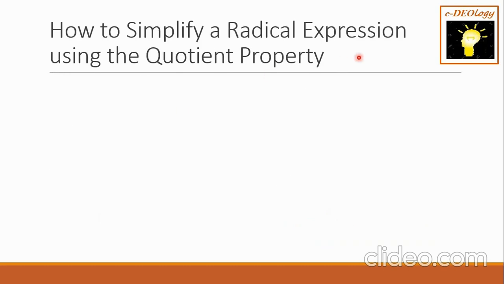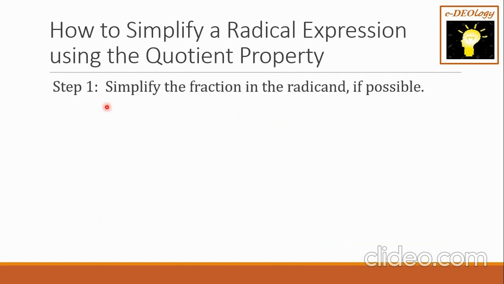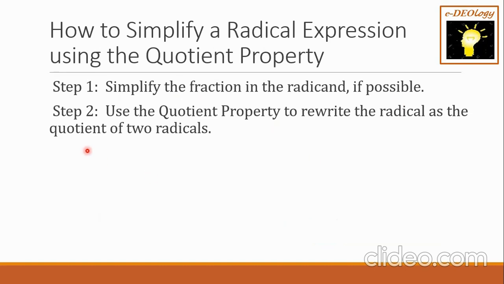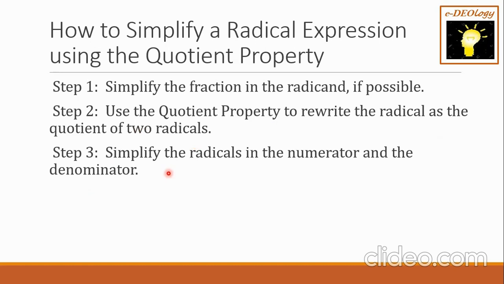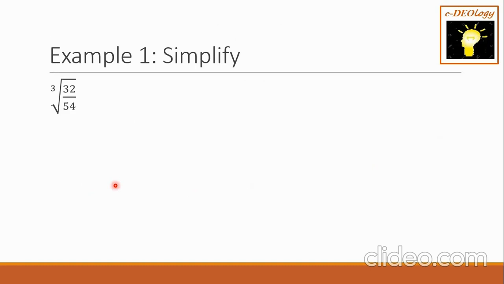Now let us simplify a radical expression using the quotient property. We're going to follow some steps. In step 1, we simplify the fraction in the radicand, if possible. Step 2, use the quotient property to rewrite the radical as the quotient of two radicals. Step 3, simplify the radicals in the numerator and the denominator. Let's have some examples.